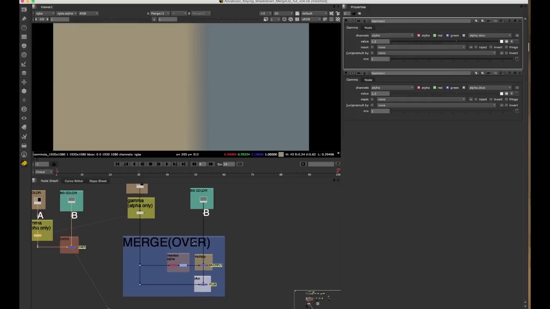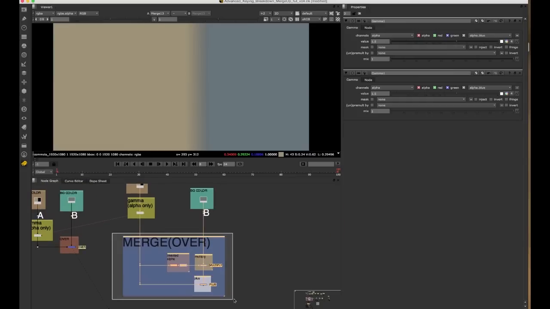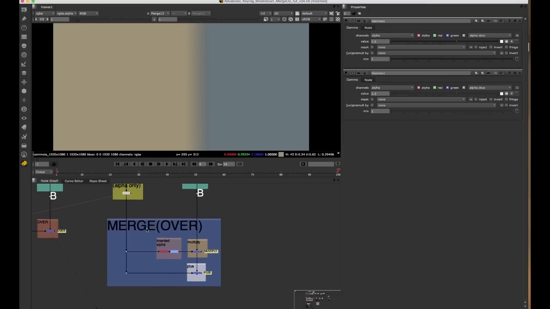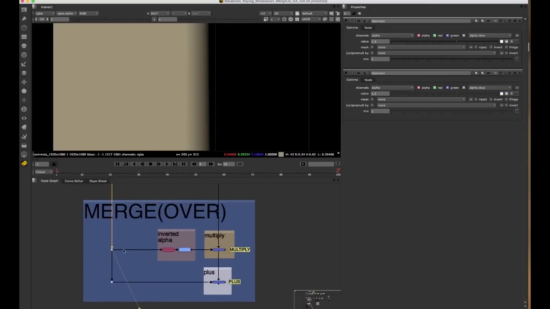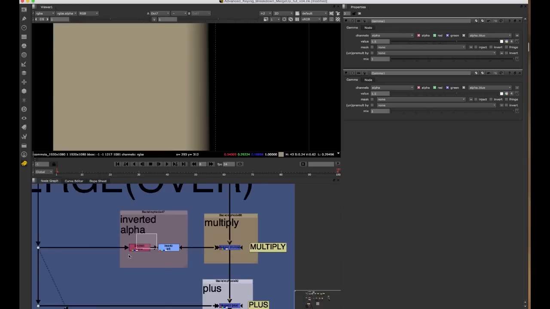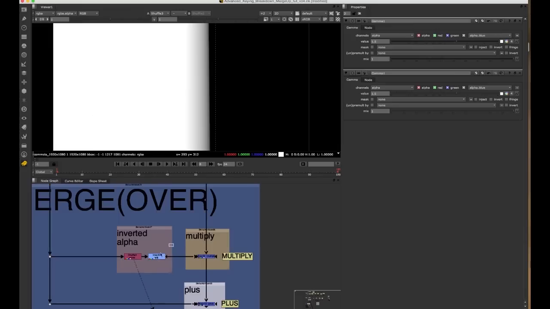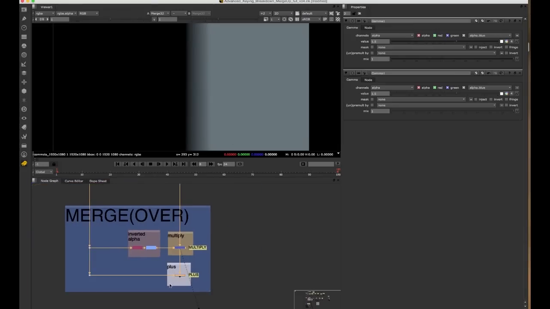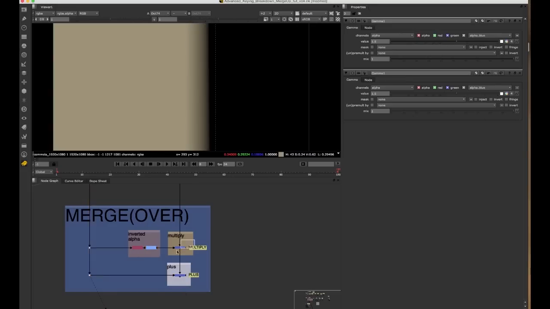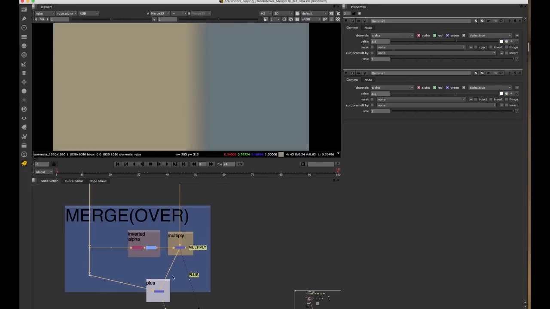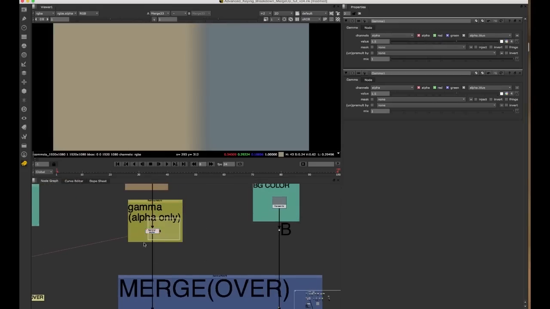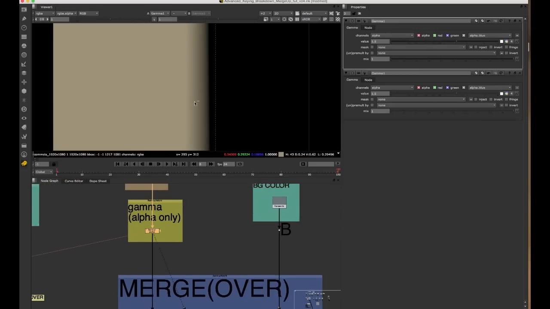And the way I try to break it down is this merge over backdrop is representing everything that happens inside of a merge over node. And just to quickly recap, it first takes the alpha channel from the A input, inverts it, and then multiplies the B. And then it pluses both of those A and B inputs together. So that's exactly what happens inside of a merge. And so our gamma is outside of the merge right before it. And so what is going on?